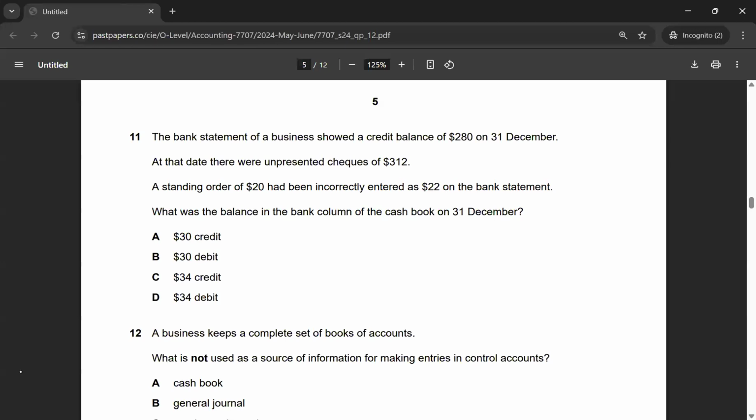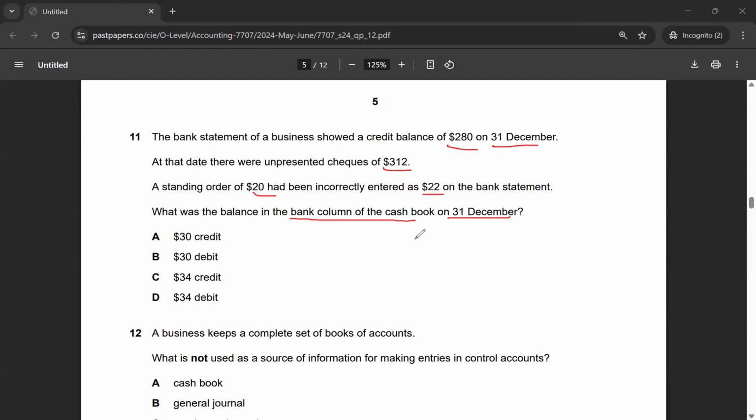Let's look at multiple choice 11. Multiple choice 11, the bank statement of a business showed a credit balance of $280 on 31st December. At that date, there were unpresented checks of 312. A standing order of 20 had been incorrectly entered as $22 on the bank statement. What was the balance in the bank column of the cash book on 31st December?